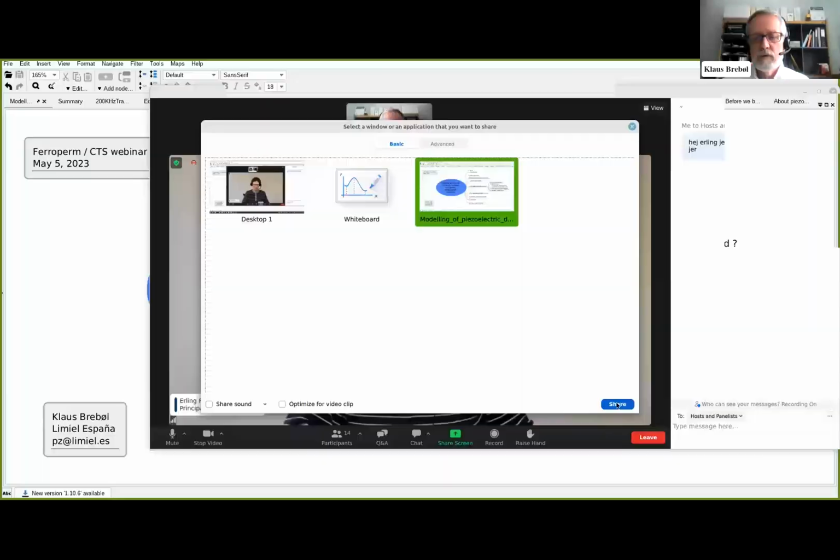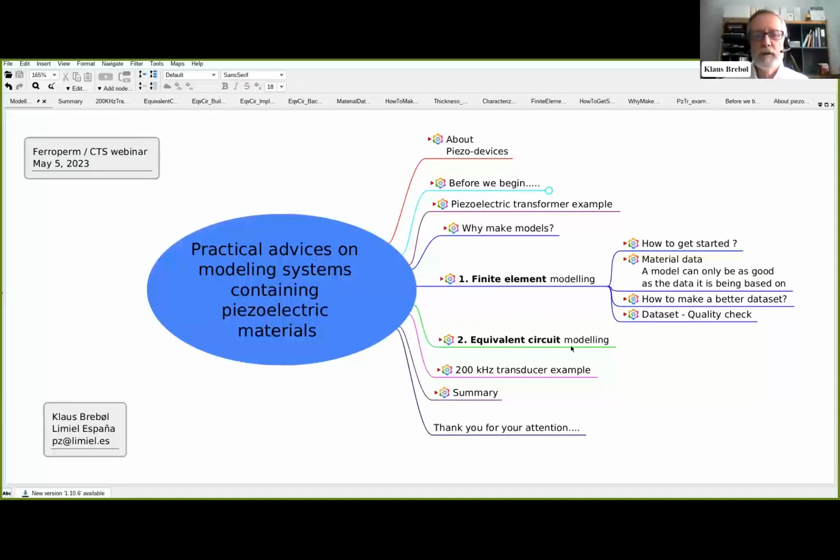Okay, let me see. I have to figure out how to get the... Can you see the screen now? Just a moment. Here we are. Okay, I hope you can see the screen now.